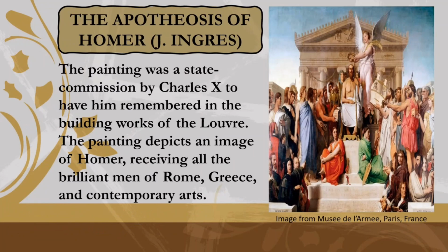Next we have The Apotheosis of Homer. This painting was state commissioned by Charles X, who is remembered in the building works of the Louvre. The painting depicts an image of Homer receiving all the brilliant men of Rome, Greece, and contemporary arts.